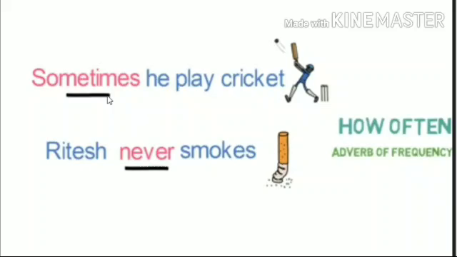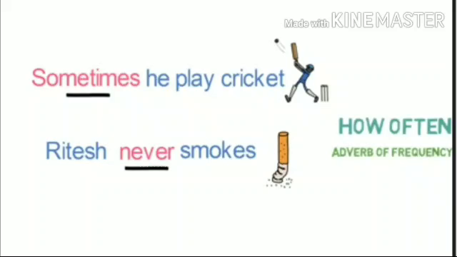Ritesh never smokes. Here, never describes that he never smokes, and thus tells us the frequency of his smoking. So never is an adverb here, as these words, sometimes and never, in these sentences tell us how often the action is being done. These are called adverbs of frequency. So these are the four ways in which an adverb modifies or describes the action.